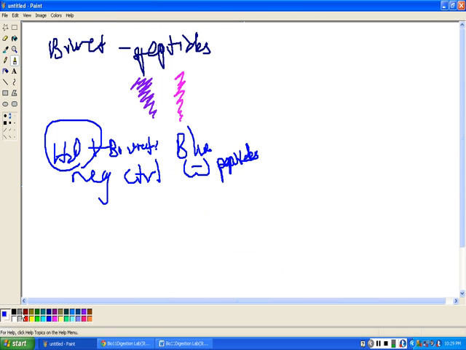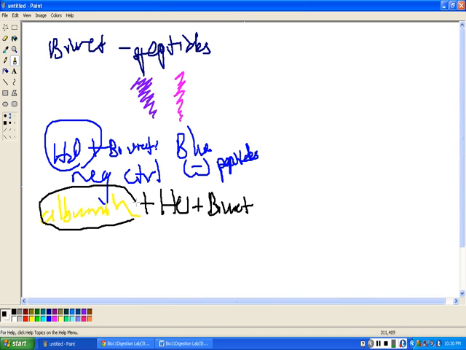So we had albumin or ovalbumin, whatever, both of them are the same. I know I wrote it in yellow, but it's not the egg yolk, but egg white, plus HCl, plus some biuret. And since we do have albumin in it, that's going to cause it to be positive.